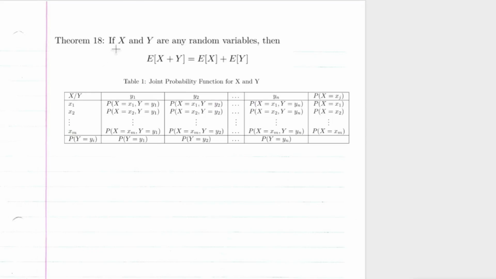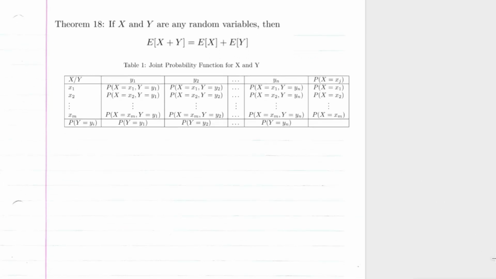So we're going to prove that if X and Y are any random variables, then the expected value of X plus Y is equal to the expected value of X plus the expected value of Y. Of course, we're dealing with two random variables, so this is going to be a joint probability function. That's why I have that table. So let's go ahead and start this proof.